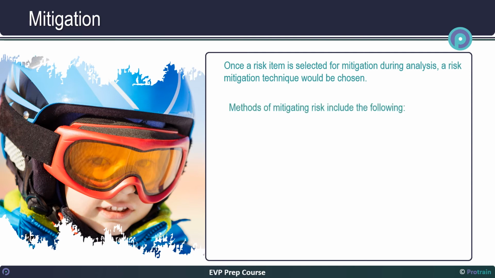Methods of mitigating risk include the following: avoidance, prevention, reduction, transfer, hedging, and insurance. We shall discuss each of these mitigation methods through examples in the next few slides.